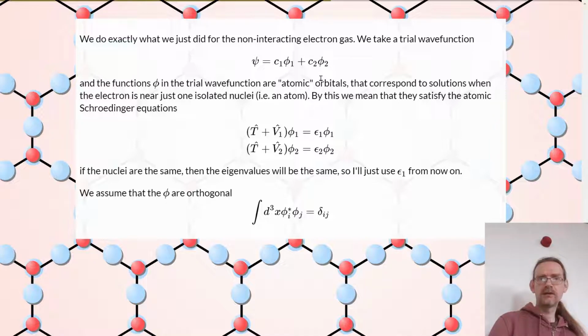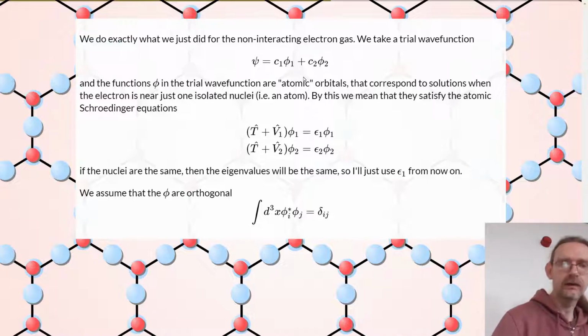Right, so our approximation is going to be that the total wave function is the sum of some amount of the wave function on atom 1 and some amount of the wave function on atom 2. What are those going to be? Those, phi 1 and phi 2, are the solutions to the atomic problem.